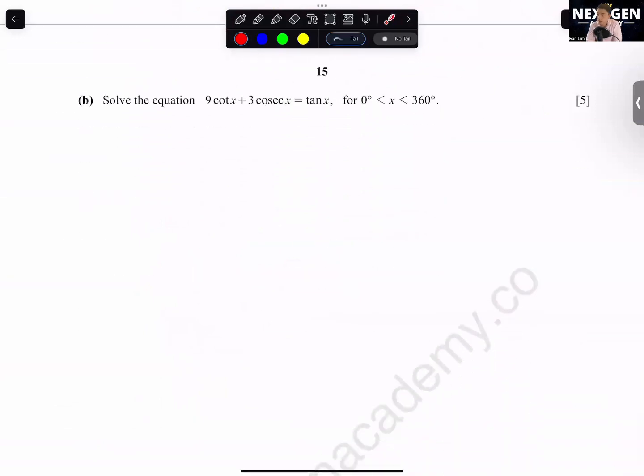Solve the equation 9 cot x plus 3 cosec x equals tangent x for 0 to 360 degrees. Now, I have cot, cosec, tangent. My goal for this type of equation is to try to simplify it to one trigo only, either sine, cos, or tangent. Can we simplify to one trigo? So for cot, I will write it as cos x over sine x.